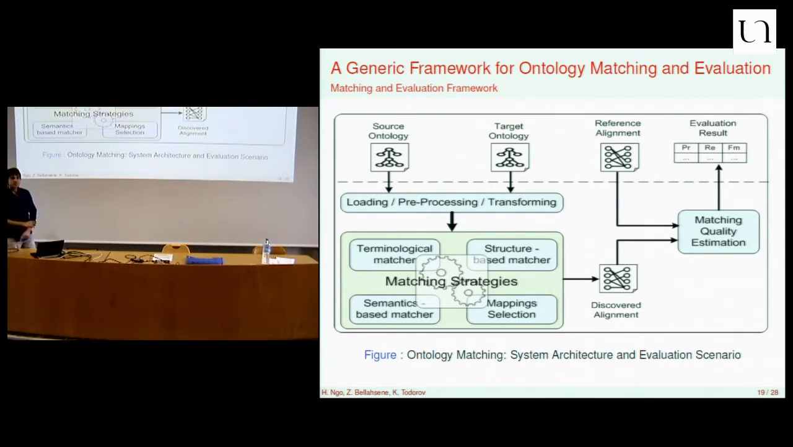Other questions? I have just one. You compared your method with the others with respect to the quality of the results. What about the execution time?